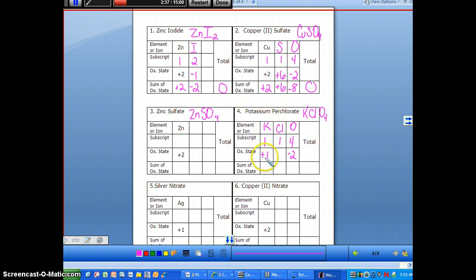Another one of your rules. Multiply the columns that you have. 1 times plus 1, 4 times minus 2. Your total has to add up to 0. And so if you sort of think about this math problem in your head, you need this column to be plus 7 to make all of these sums add up to 0. And with 1 chlorine, its oxidation state is plus 7. Alright, you can work on some of these other ones on your own, and we'll take a look at those together in class.